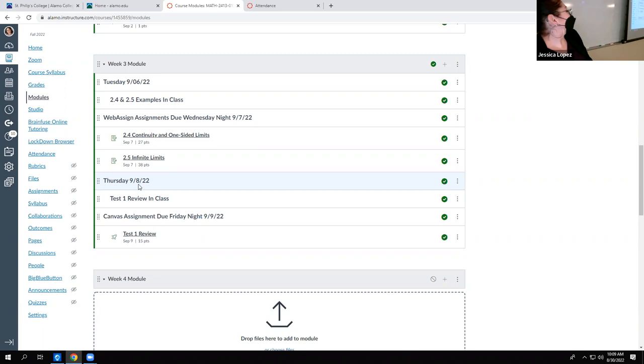Why do I not have it in there? I don't know, I just didn't put it in there, but it's not in there. It will be eventually. Now, oh, that's fine, because we're face-to-face.